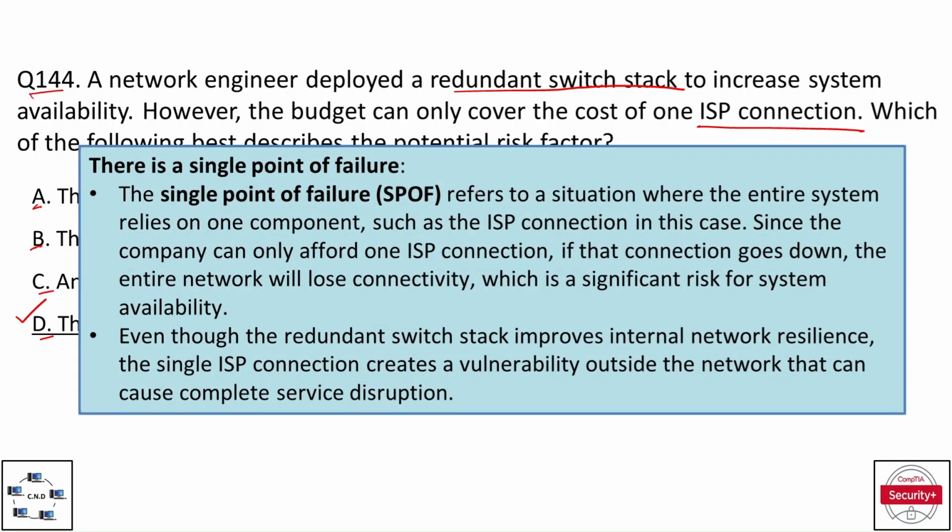So the single point of failure refers to a situation where the entire system relies on one component, such as the ISP connection in this case. Since the company can only afford one ISP connection, if that connection goes down, the entire network will lose connectivity, which is a significant risk for system availability. Even though the redundant switch stack improves internal network resilience, the single ISP connection creates a vulnerability outside the network that can cause complete service disruption.